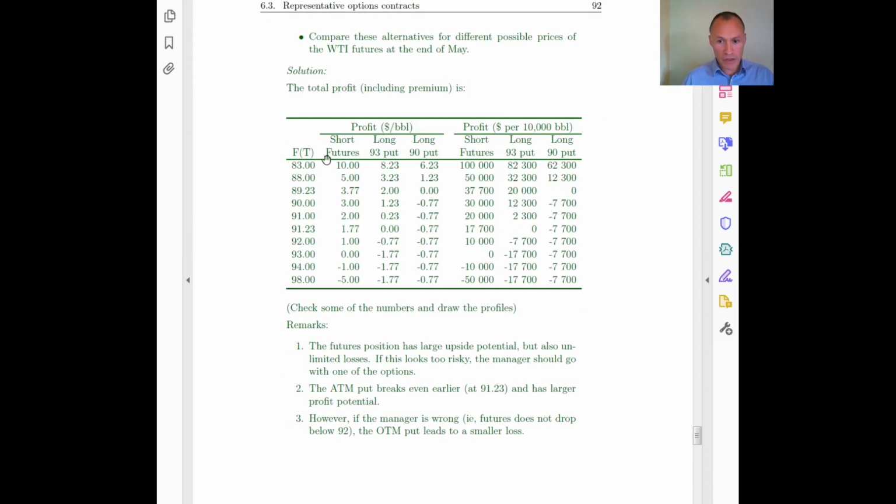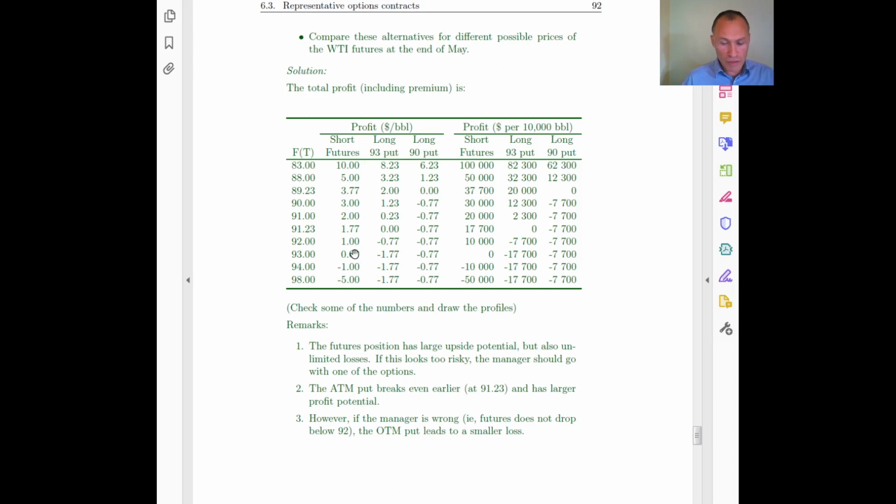Depending on the price of oil, or the futures price of oil, at the end of May, so sometime from now, you may make or lose money. So what we're doing here is comparing the linear contract, the futures, with these new alternatives, the non-linear contracts, which are the options, in this case put options.